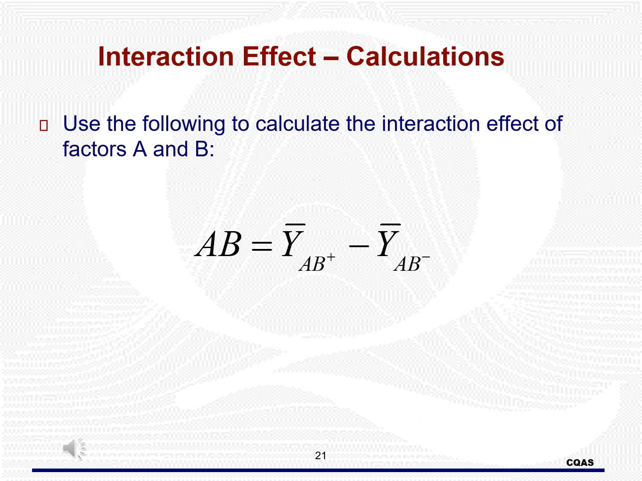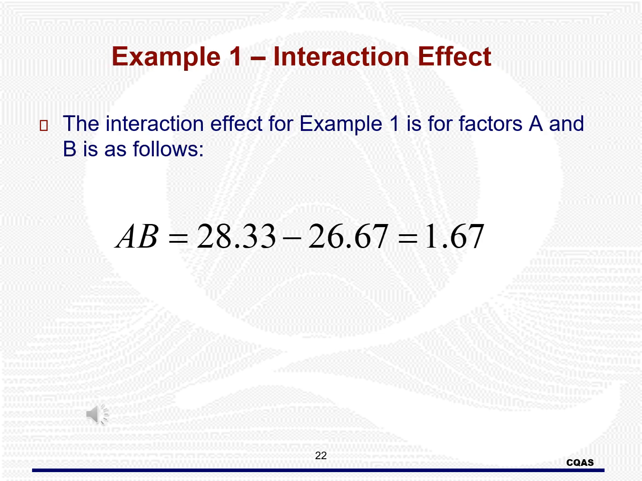To calculate the interaction effect, we can do a similar thing as we did for a main effect. We first find all of the levels for which the interaction is at a plus, and when the interaction is at a minus. Now average each of these, and subtract the minus average from the plus average. The interaction effect isn't as easy to interpret, so we will focus on the interaction plot. For our chemical example, the interaction effect is 1.67.